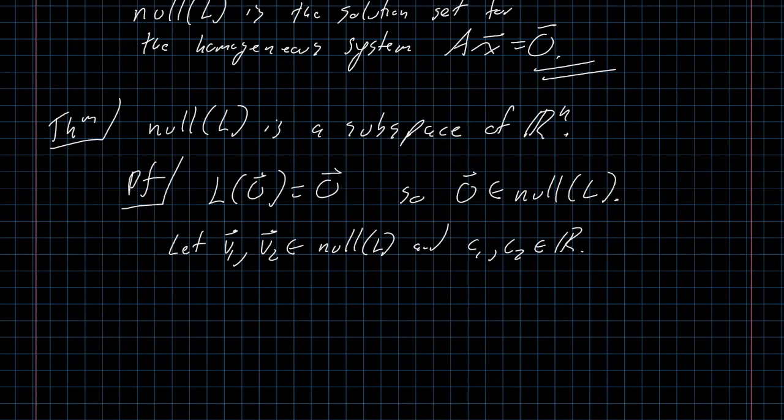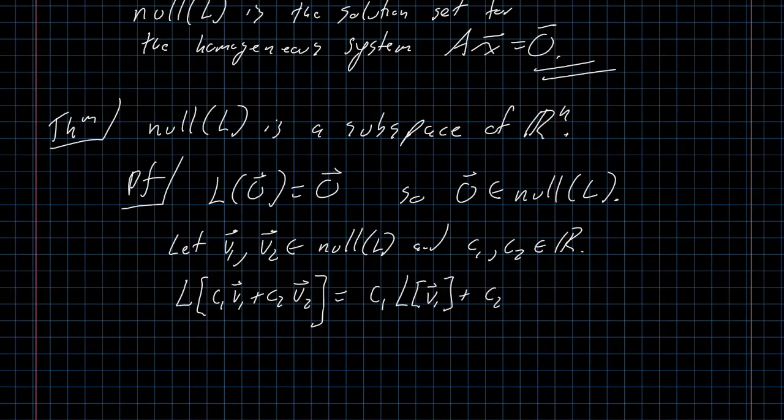And then we also have to show that the null space is closed under linear combinations. So take two vectors in the null space, take two constants, and then operate L on C1v1 plus C2v2. Using the fact that L is linear, this is going to be C1 times L acting on V1 plus C2 times L acting on V2. I'll mark that down since L is linear.